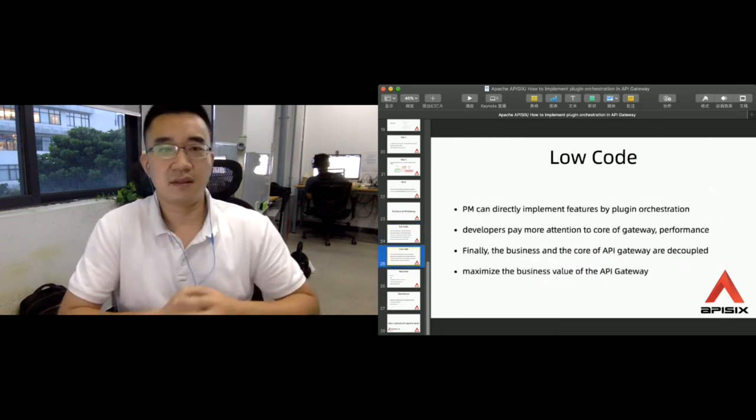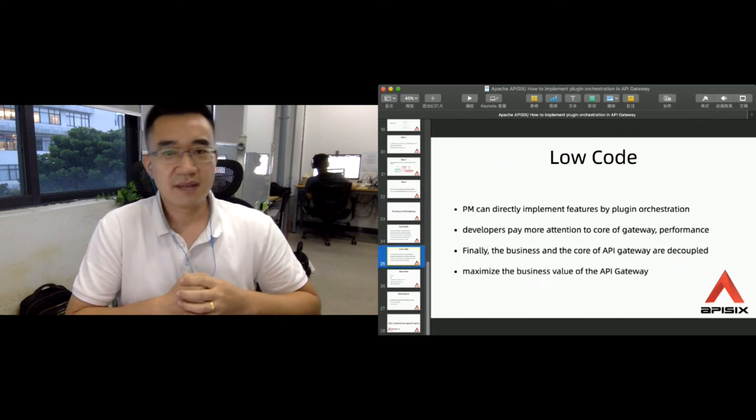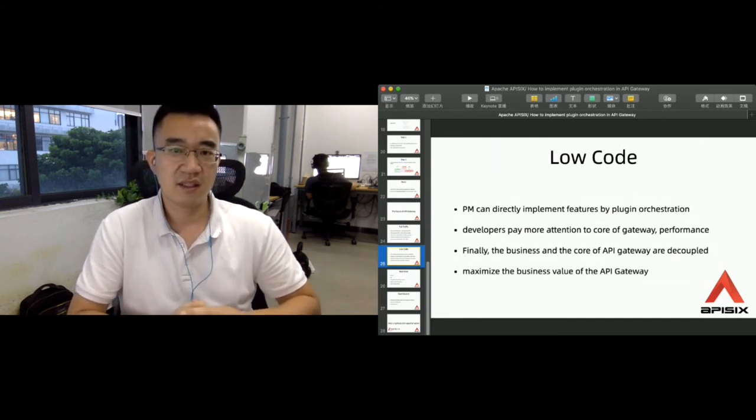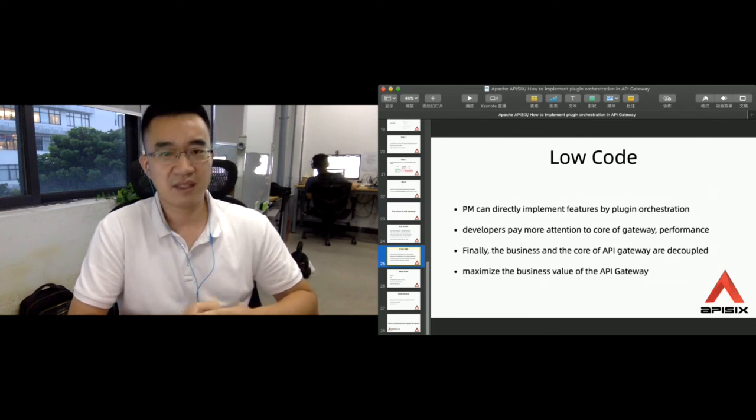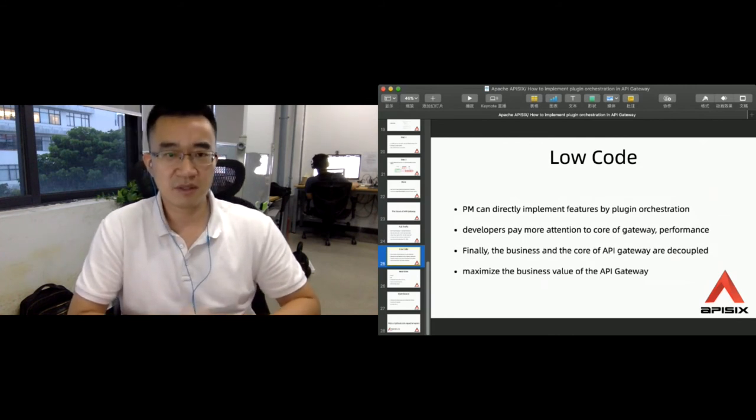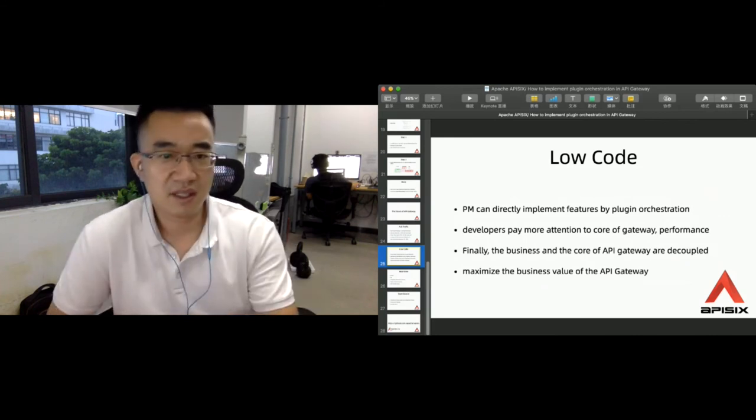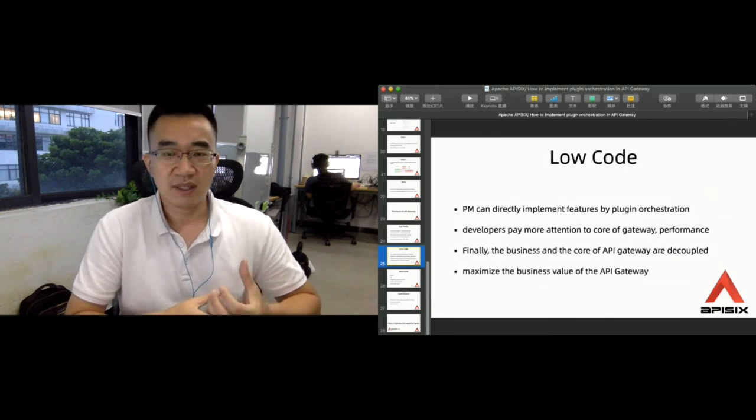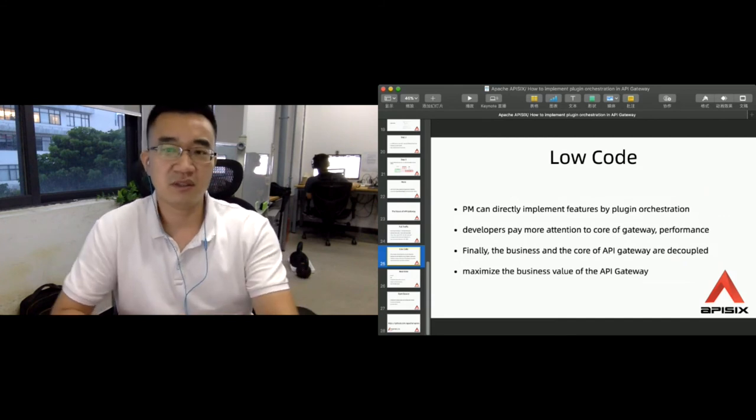And the second is low code. The best solution for API Gateway is that the PM and the security team can directly implement features by plugin orchestration, so that the developers pay more attention to the API Gateway itself. In this way, the business and the core of API Gateway are decoupled. You can let people who don't understand the technology and plugin development continue to contribute plugins to open source projects. That's very important.